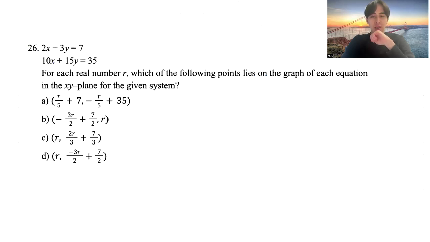2x plus 3y equals 7. 10x plus 15y equals 35. For each real number r, which of the following points lies on the graph of each equation in the xy plane for the given system?